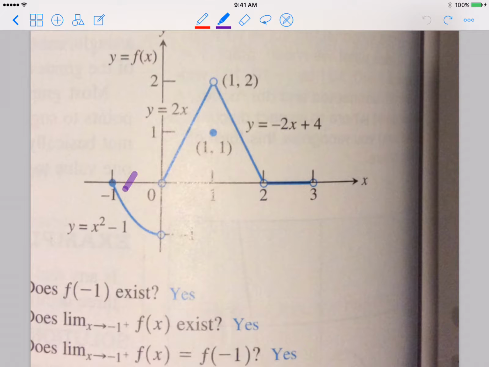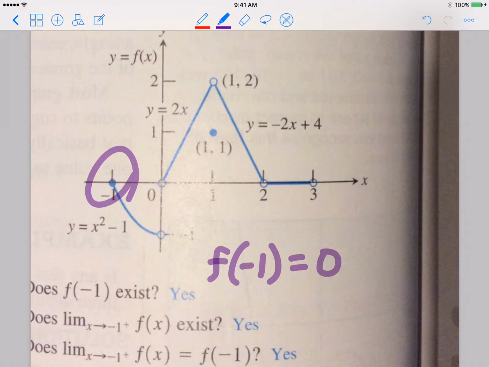And the answer for that is yes. That defined value is 0. F of negative 1 is equal to 0. So 11a, your answer is yes.